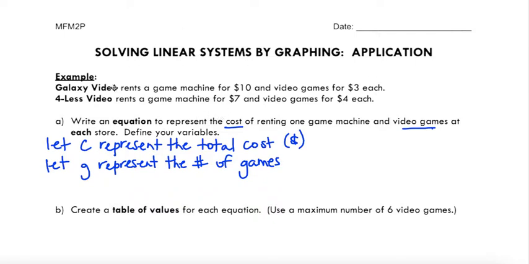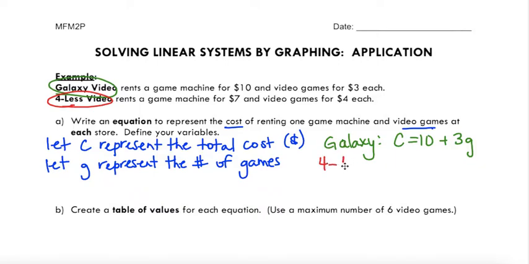So now let's come up with some equations. We're going to come up with an equation for Galaxy Video. So for Galaxy, our total cost is $10 plus $3 for each game. Now I'm going to come up with an equation for Less Video. So the total cost is $7 for the game console and $4 for each game. So those are the two equations that I'm going to use. And I'm using different colors so that when I graph it, I can clearly see which one is which.